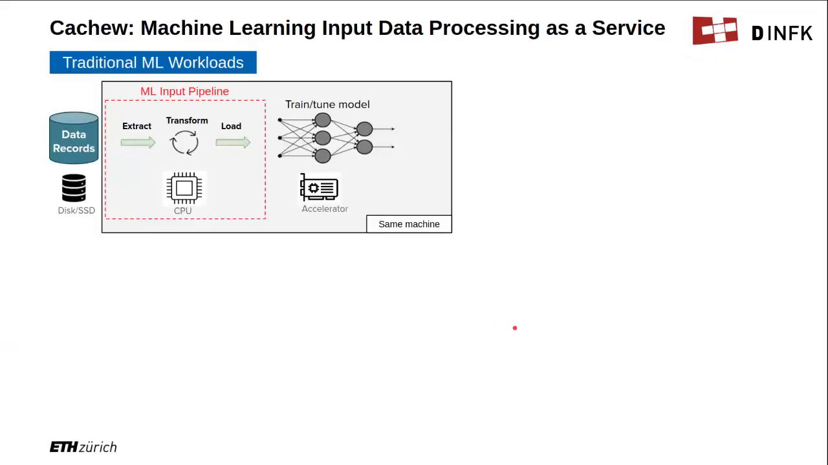Okay, so let's begin by actually taking a look at what a traditional ML workload looks like. Usually it consists of two parts, the input pipeline and the model that is being trained. The input pipeline fetches data from a storage layer, it applies some ETL on it, and then it submits it to the model that is being trained. The input pipeline runs on CPU generally, whereas the model actually runs on an accelerator, but usually both of these processes actually run on the same machine.